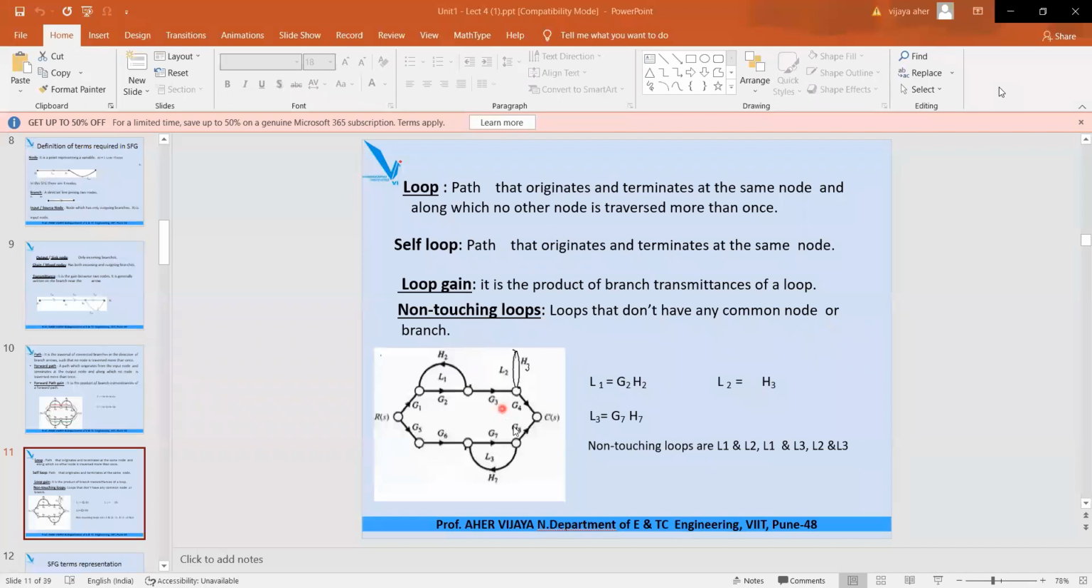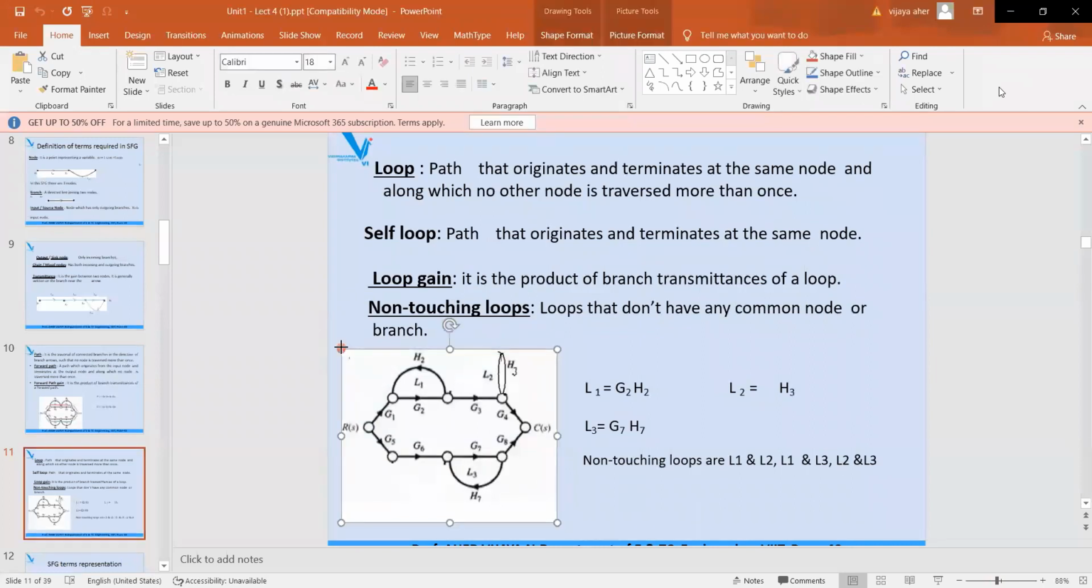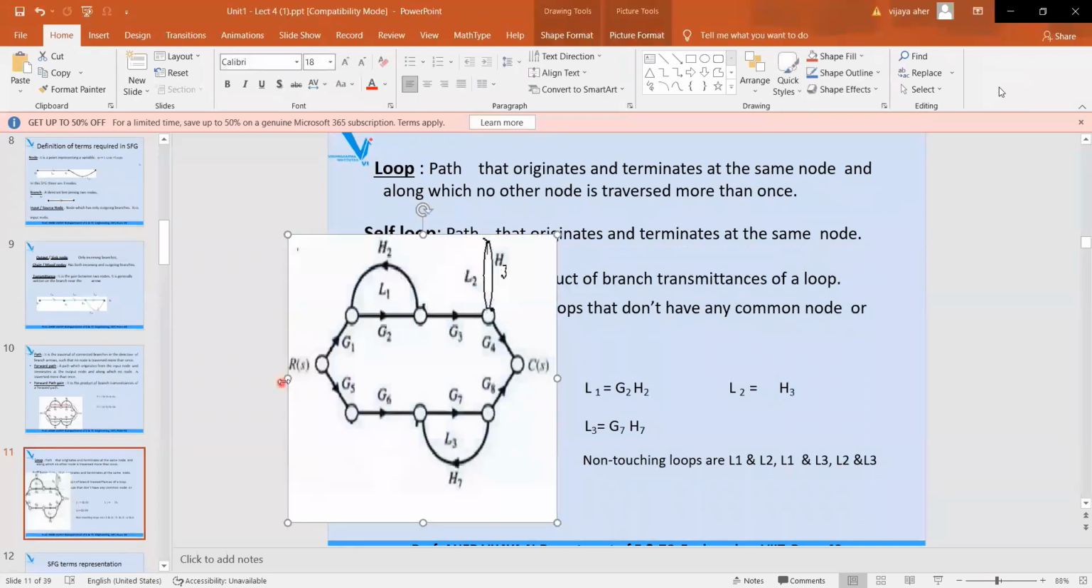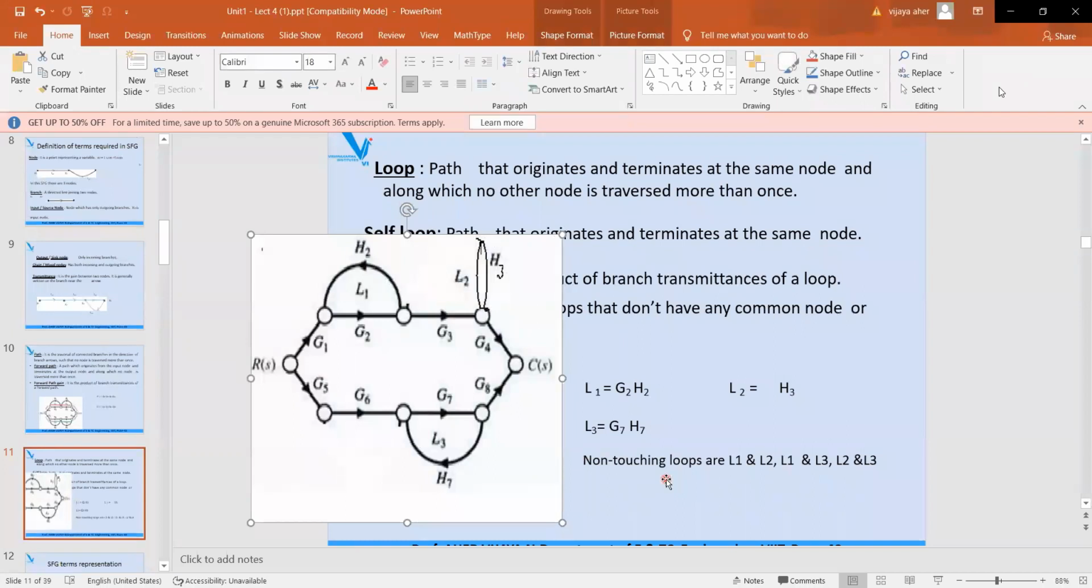Now look, as shown in this figure, let me enlarge it a little. Is it visible, students? Is the diagram clearly visible? Yes, ma'am.